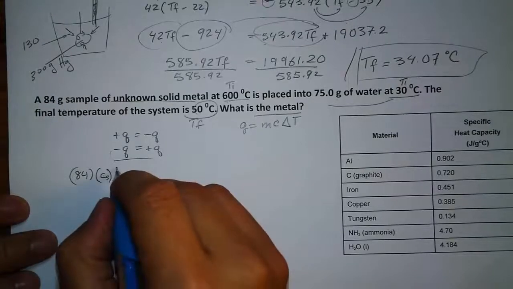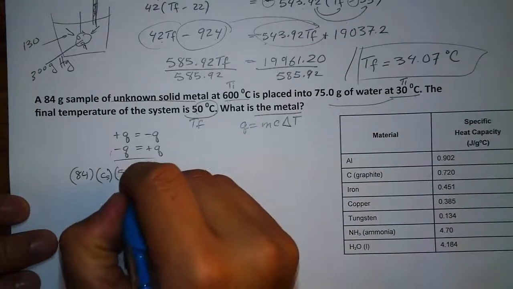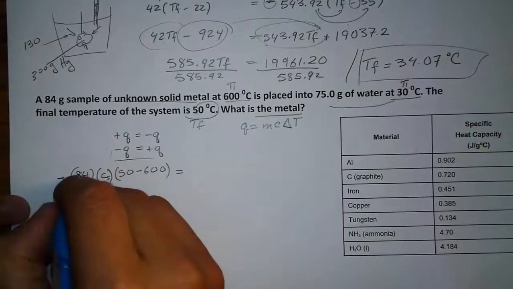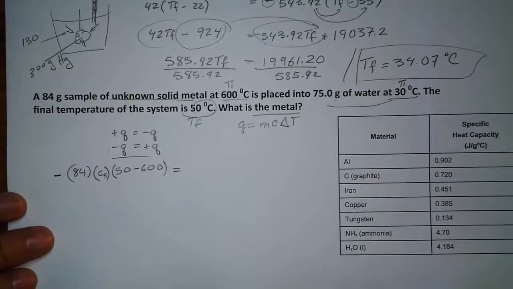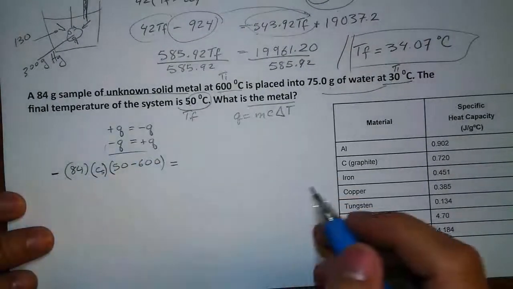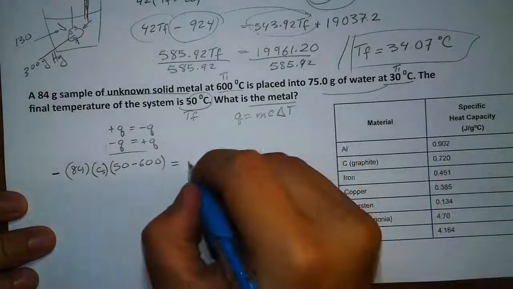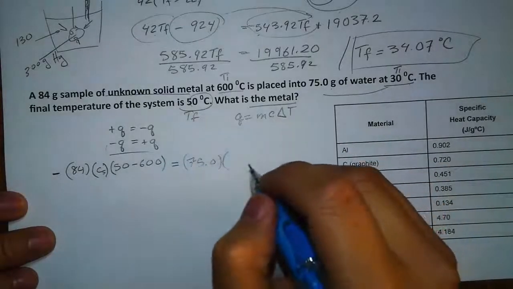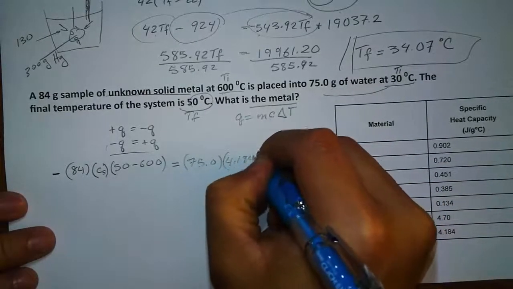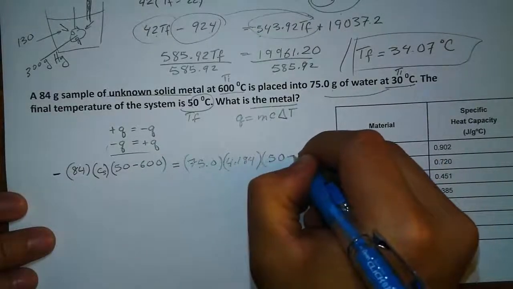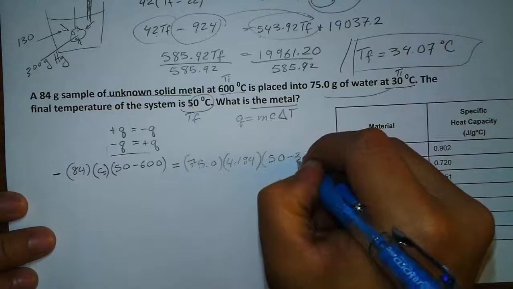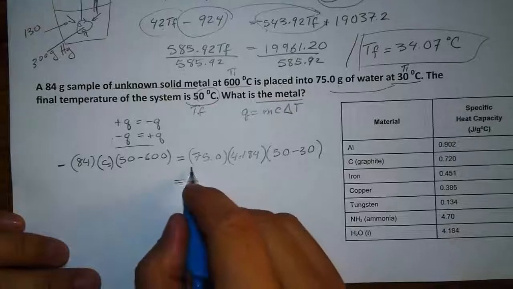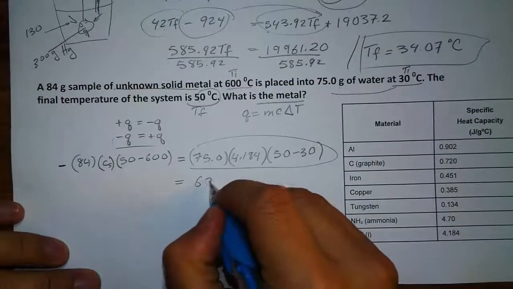Okay, and what about the delta T? Well, T final is 50 degrees and T initial in this case is 600 degrees. There you go. And don't forget about the negative. That negative will cost you the whole entire problem. Then over here we have the positive, which the mass of water is 75.0. That's easy. And then what about the specific heat of water? Remember, it's 4.184. And then the delta T is 50 minus what? Well, in this case, 50 minus 30. Final minus initial.